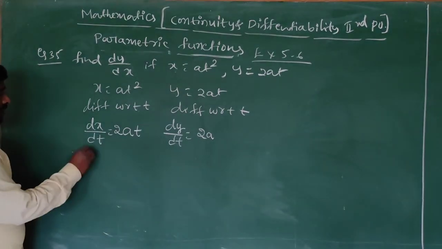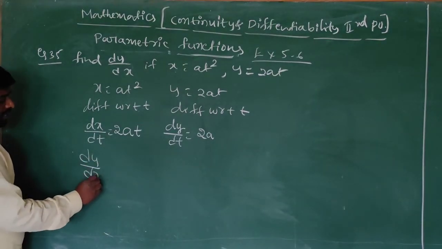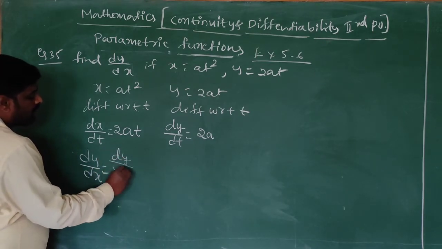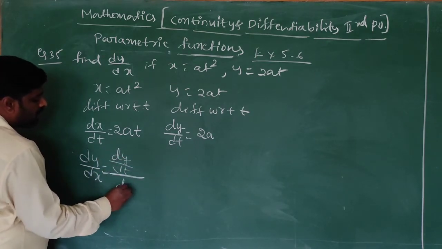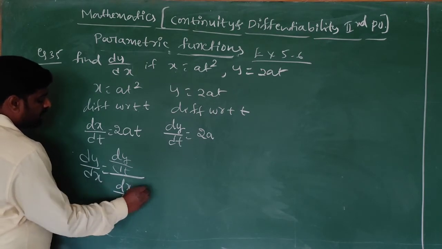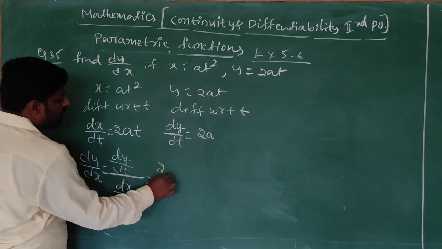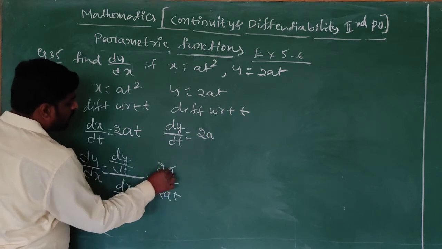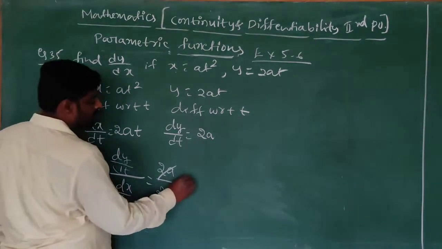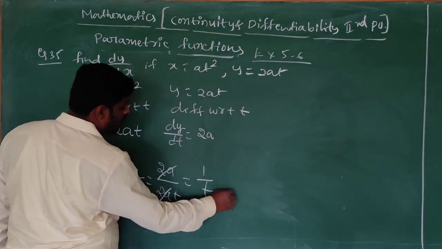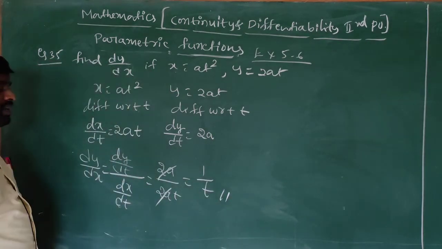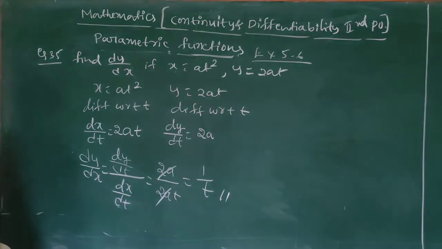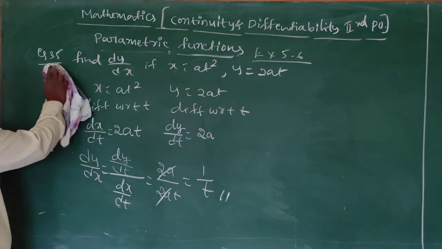Now I want to find dy by dx. Dy by dx is equal to dy by dt divided by dx by dt. Dy by dt is 2a, dx by dt is 2at. 2a cancel is equal to 1 by t. So dy by dx is equal to 1 divided by t. Next question.